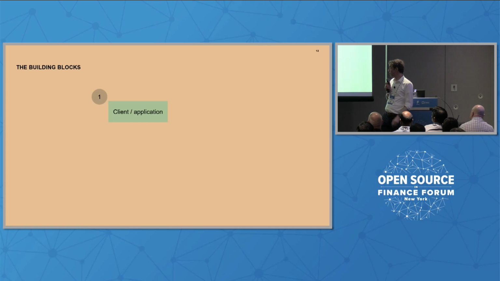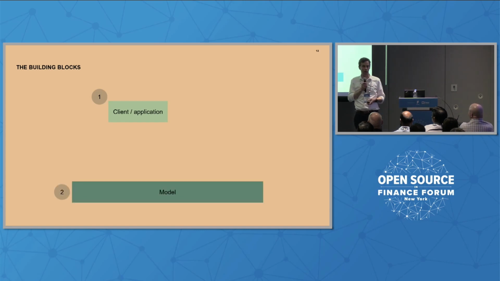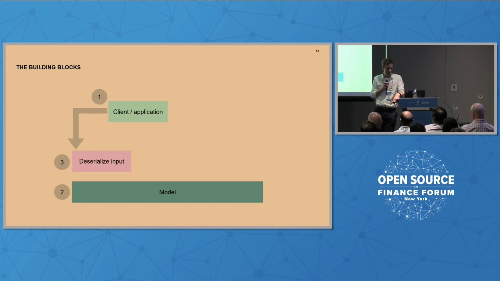So for the building blocks, we really have to start again from scratch, right? What does it take? What needs to be in that Docker image? At the bottom half, we've got this model. That's obviously something we need to load in memory, and we've got our client application. So loading the model is one concern.